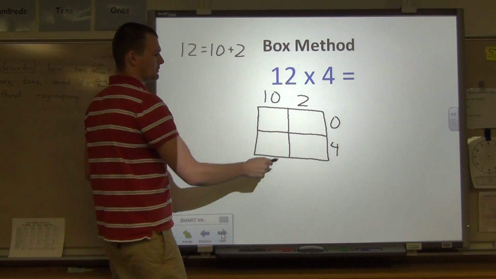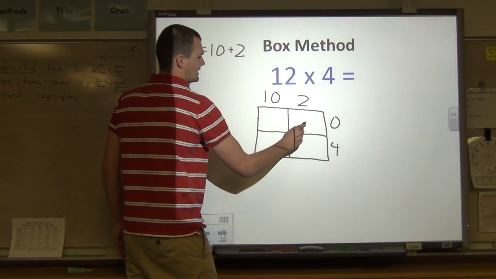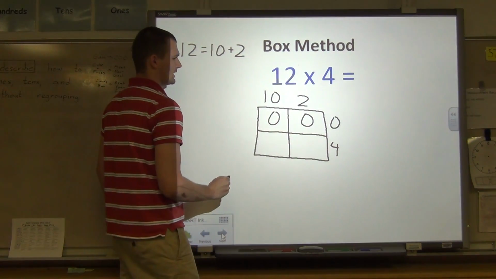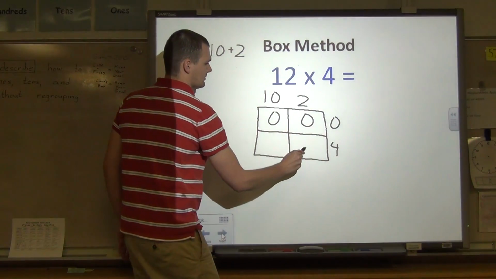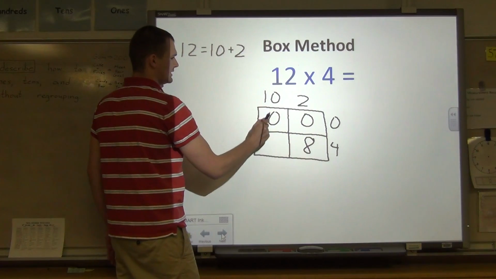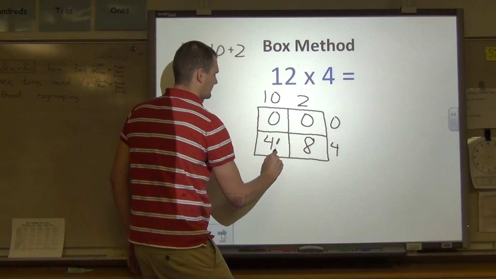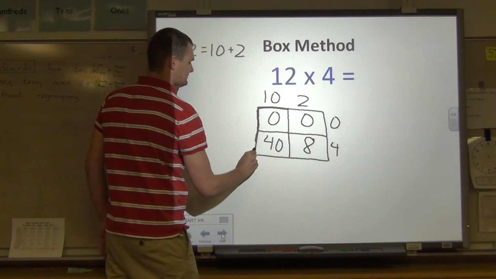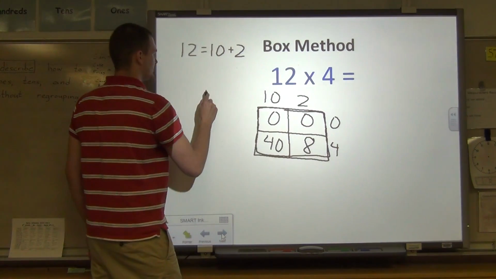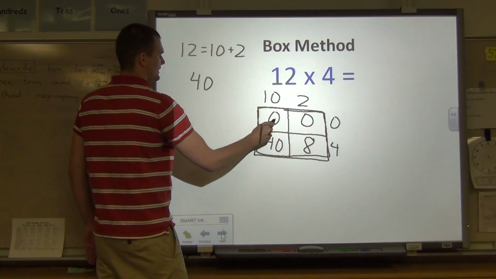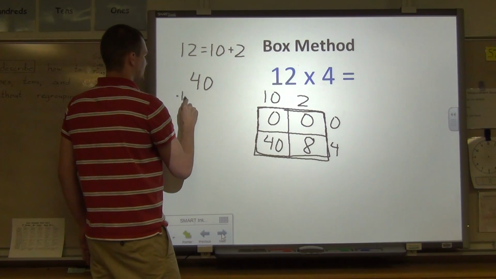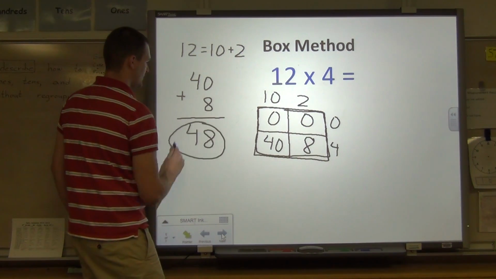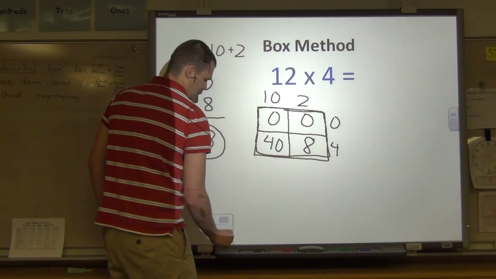Now all you're going to do is multiply these in these boxes. 0 times 2 is a product of 0. 0 times 10 is a product of 0. 2 times 4 is a product of 8. And then 10 times 4 is a product of 40. Okay, now we're going to take everything in this box and you're going to add it all together. So 0 plus 0 is obviously 0, plus 40, plus our 8 gives us a total of 48. Okay, that's the box method.